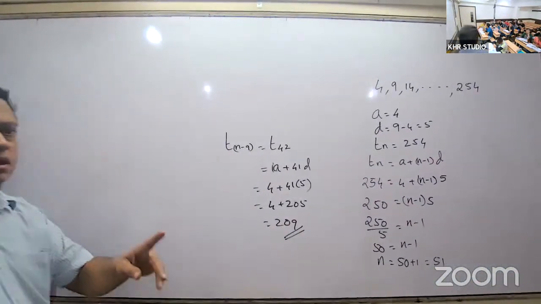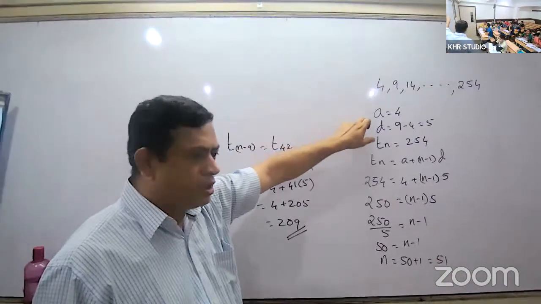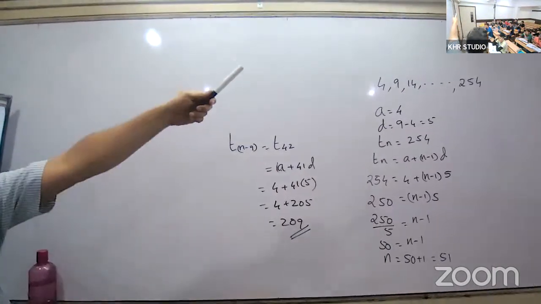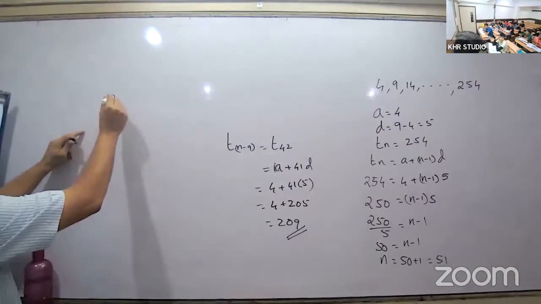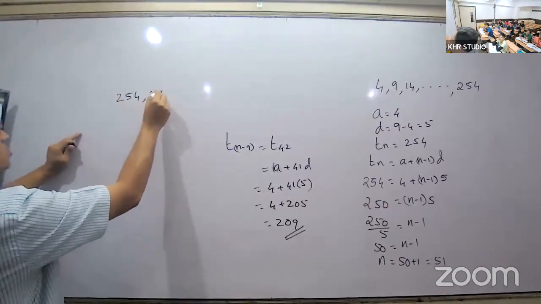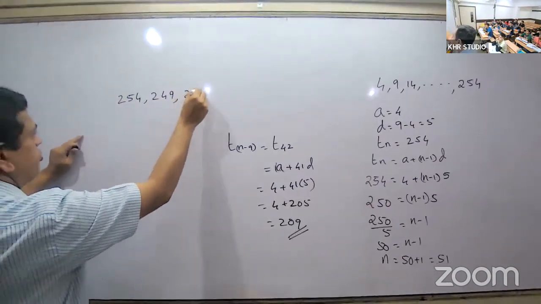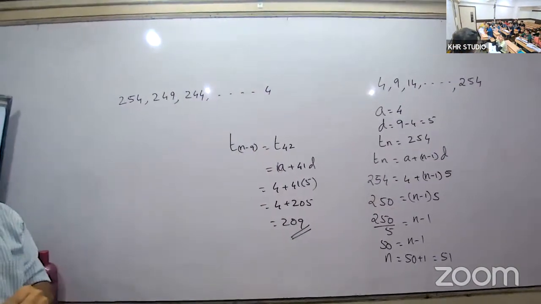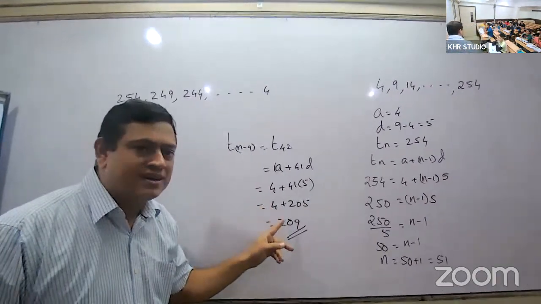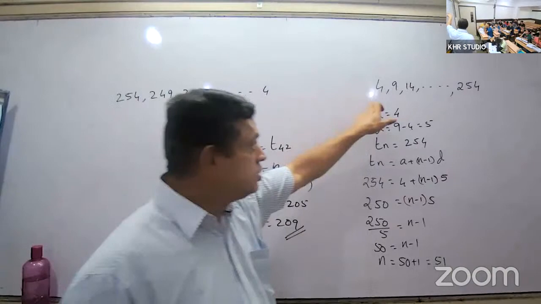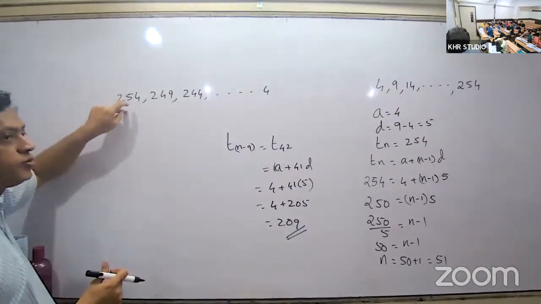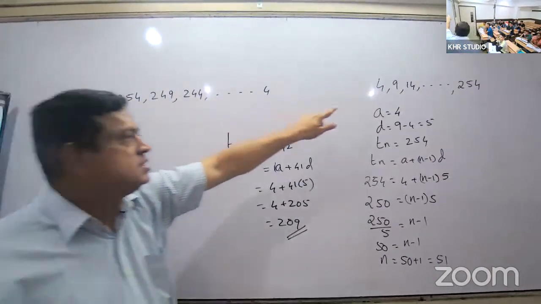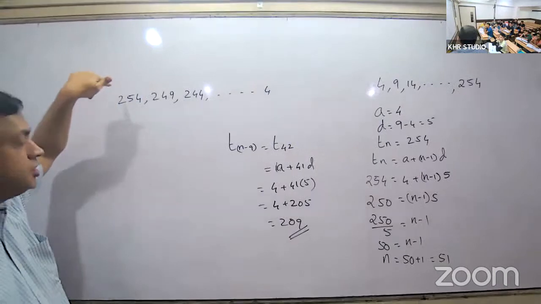Another way is here. This is an AP. If I write the reverse AP, what will it be? 254, 249, 244, and so on. The last is 4. Yes or no? Yes. The 10th term from the end of this AP will be the same as the 10th term from the beginning of the reverse AP. You will write that step.